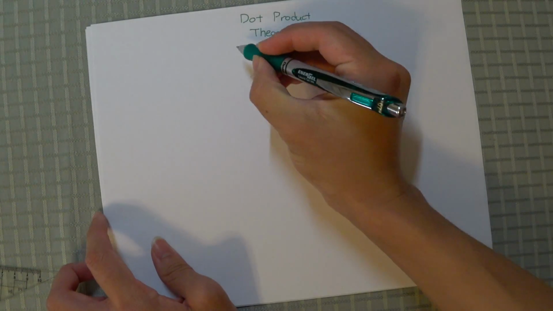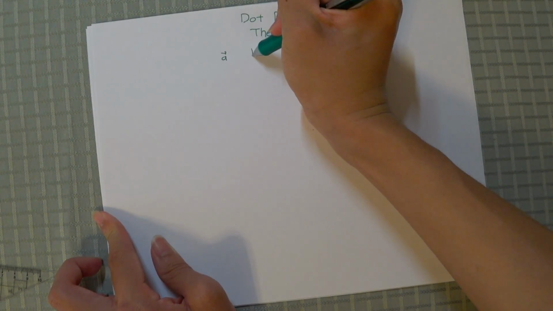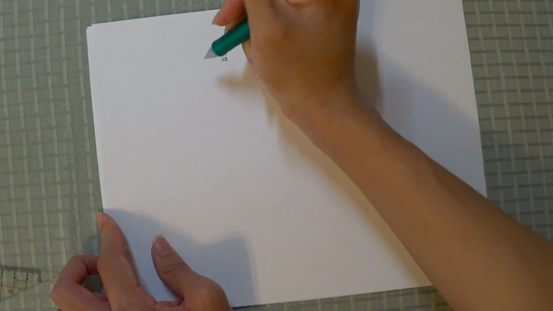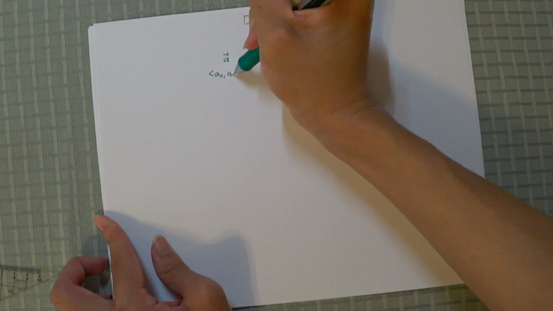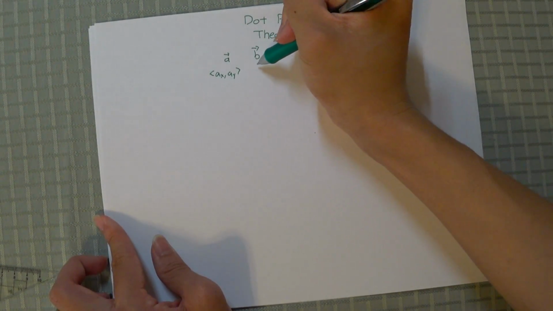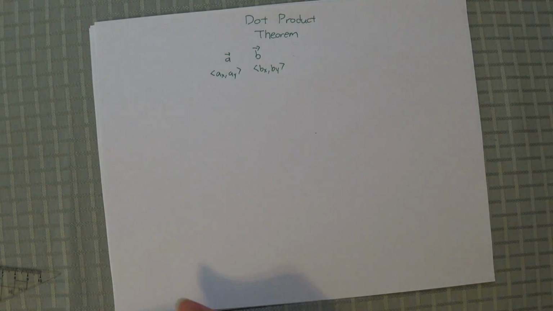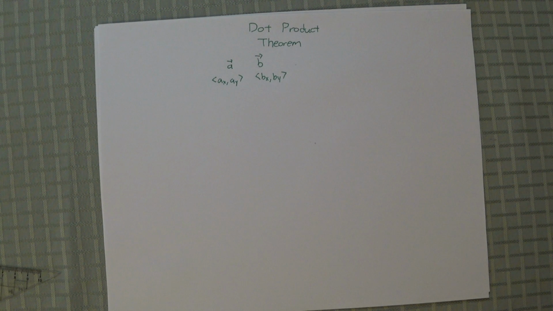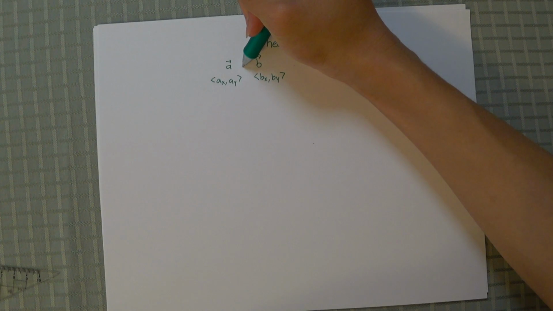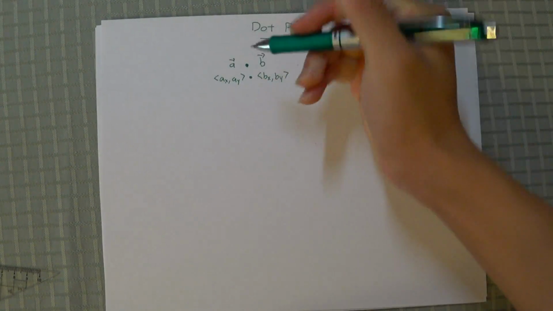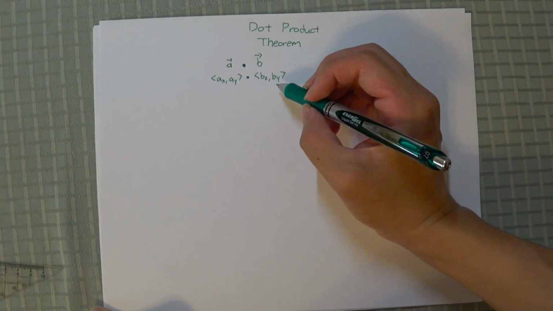So let's say we have vector A and vector B. Okay, and then let's say vector A has components AX and AY, and vector B has components BX and BY. So the way that we represent a dot product is with a dot. Yes, very creative. So A dot B, which is a vector of AX and AY dot a vector of BX and BY.